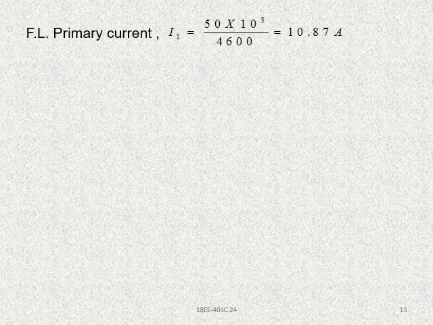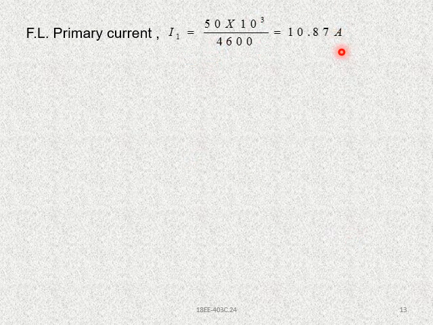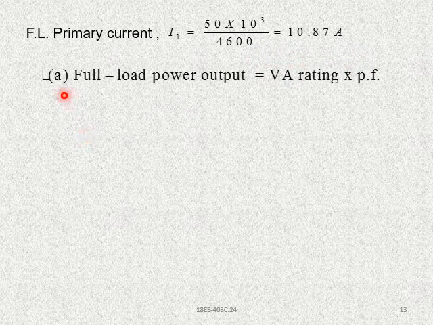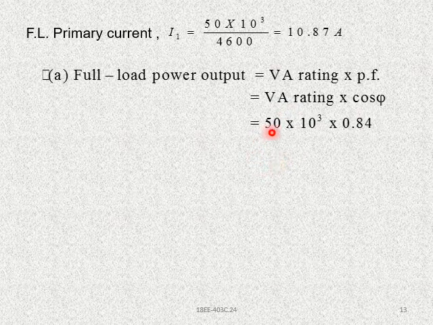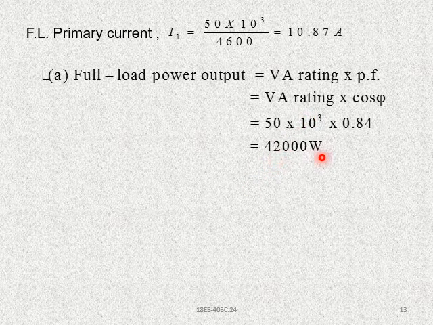And moving to the solution, we have full load primary current I1 from the kVA rating, equal to 50 into 10 power 3 by 4600, which is E1, that gives you 10.87 amps. And from that, the full load power output is equal to VA rating into power factor, nothing but VA rating into cos phi, that gives you 50 into 10 power 3 into 0.84. The total is 42,000 watts.